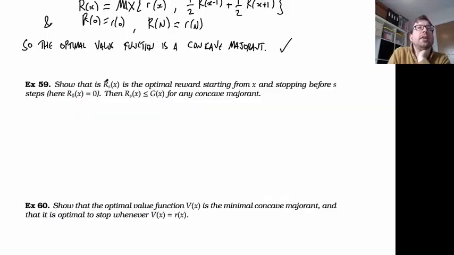Show that r of s of x, which is the optimal reward function starting from x and stopping before s steps, where if we actually take s steps and we stop then the reward we get is 0, is less than g of x for any concave majorant g. Let's show that.